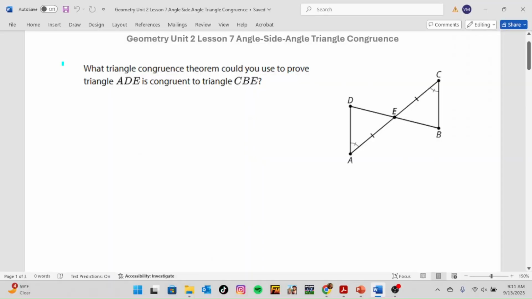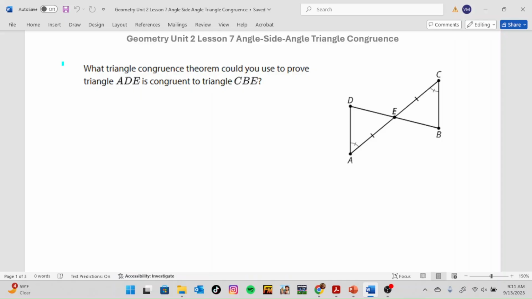So practice problem number 1 says, what triangle congruence theorem could you use to prove triangle ADE is congruent to triangle CBE? Well, I'm going to assume that based on the name of the lesson, you can figure out that we are trying to use the angle, side, angle congruence theorem. So the important thing here is to understand why.